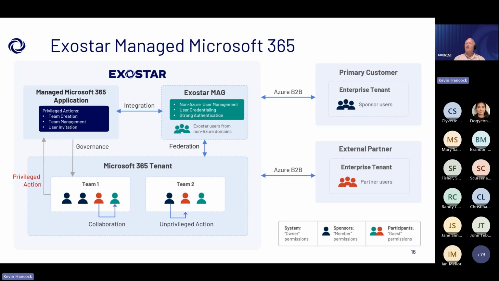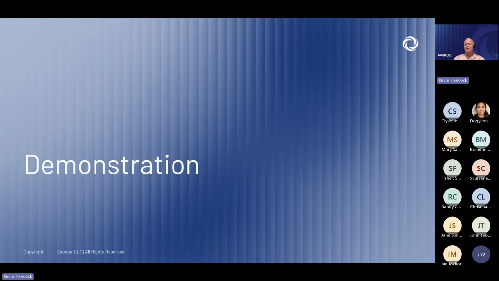Exostar takes over that trust relationship with those third parties. We're the ones who bring those in to our managed access gateway, recredential those users, and then we allow you to invite them into your environment once they've been vetted both at the organization level and at the user level. So let me dive in and actually show you how this works.